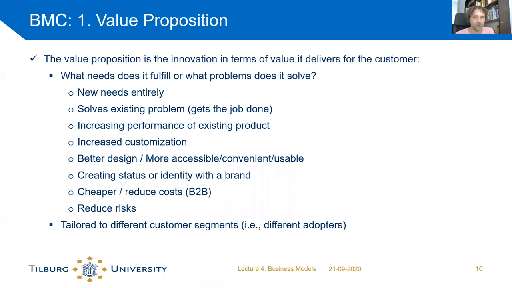So for example, if you look at Apple's products, the iPhone and MacBook, then the innovators and early adopters adopt Apple products because they identify with the brand. They think it's cool to have an iPhone. But for other people, usually later on in the adoption process, it's more often useful to have an iPhone. So the value proposition is tailored to different types of customers.